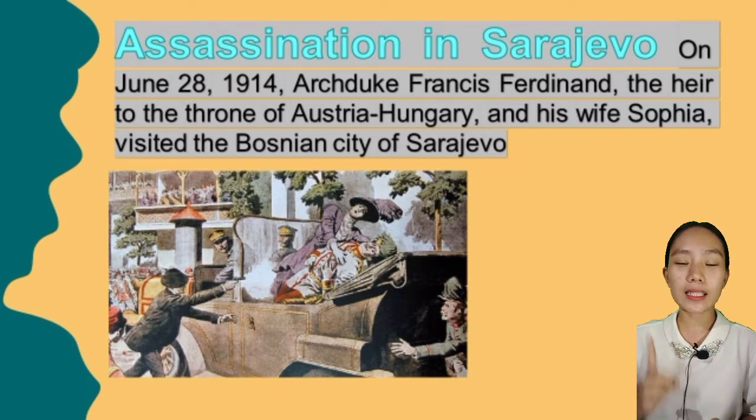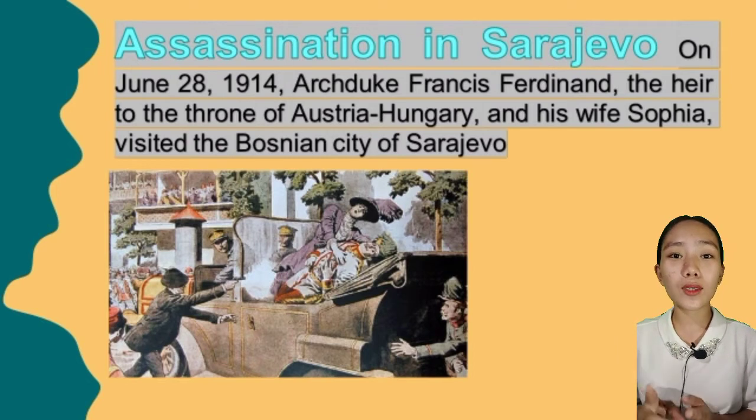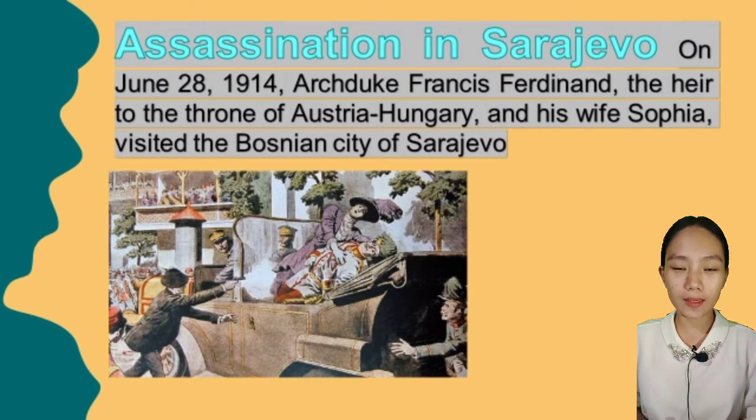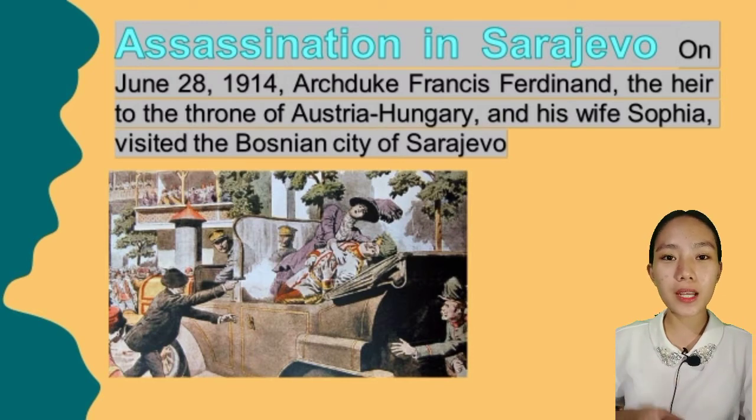Kinabukasan, isang kasamahan nilang terorista ang naghagis ng bomba sa sasakyan ni Archduke Francis Ferdinand, kaso hindi ito sumabog sa sasakyan ni Archduke Francis Ferdinand. Yung bomba na yon is sumabog sa kasunod nitong sasakyan. Pero, isang Bosnian Serb ang nagsucceed na patayin si Archduke Francis Ferdinand at ang asawa nito. Yun ay si Gavrilo Princip, a 19-year-old Bosnian Serb.